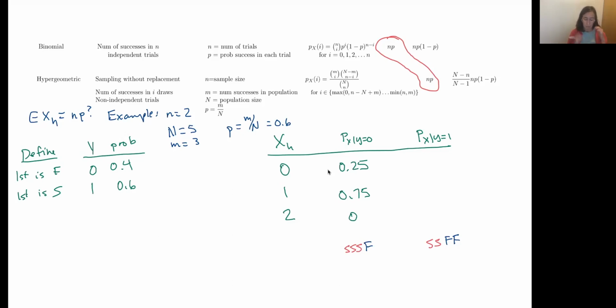All right, fine, that's what happens when my first draw that I'm not replacing was a fail. Now what if my first draw that I'm not replacing is a success? Well, now I've got 2 successes left and 2 fails, and right away here, I know that the probability that I'm going to have 0 successes when I've already had a success, that's 0. Fine, that's nice and easy here.